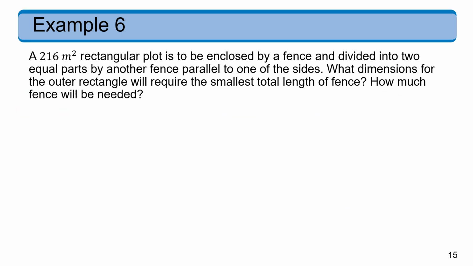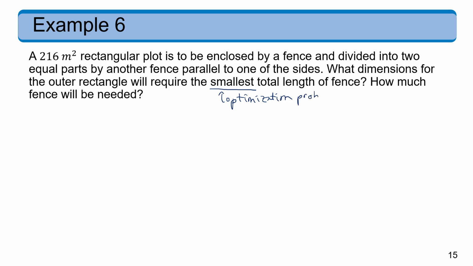Let's read through this problem first. We have a 216 square meter rectangular plot to be enclosed by a fence and divided into 2 equal parts by another fence parallel to one of its sides. What dimensions for the outer rectangle will require the smallest total length of fence, and then also how much fence will be needed? So here we can first recognize that this is an optimization problem because look at the word smallest. So this tells us this is an optimization problem.